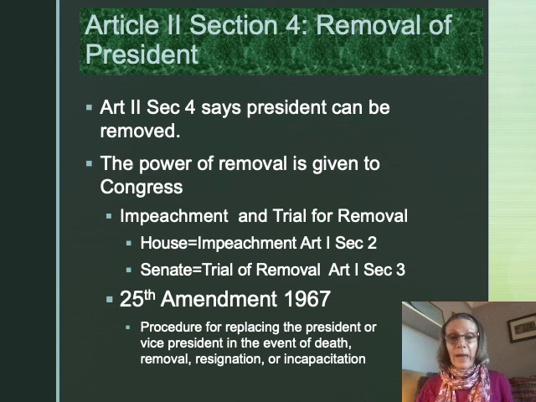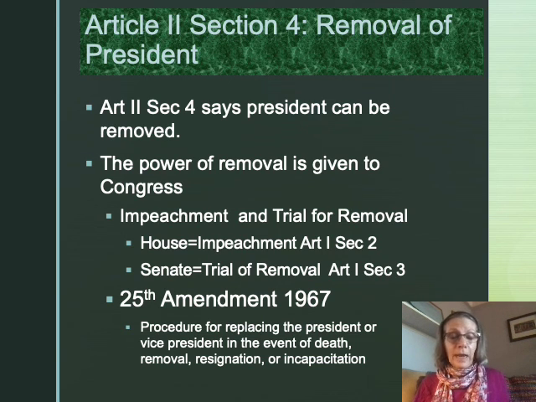You can see it was ratified in 1967. It provides a procedure for replacing the president or vice president in the event of their death, removal, resignation, or incapacitation. Following Nixon's resignation from the presidency, the 25th Amendment was applied, because that was really the first application of it, where we had these resignations and had to come up with a way of filling those slots.